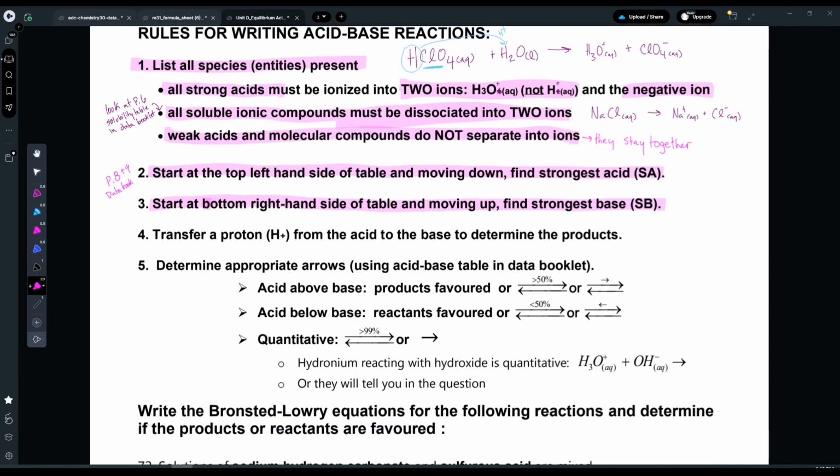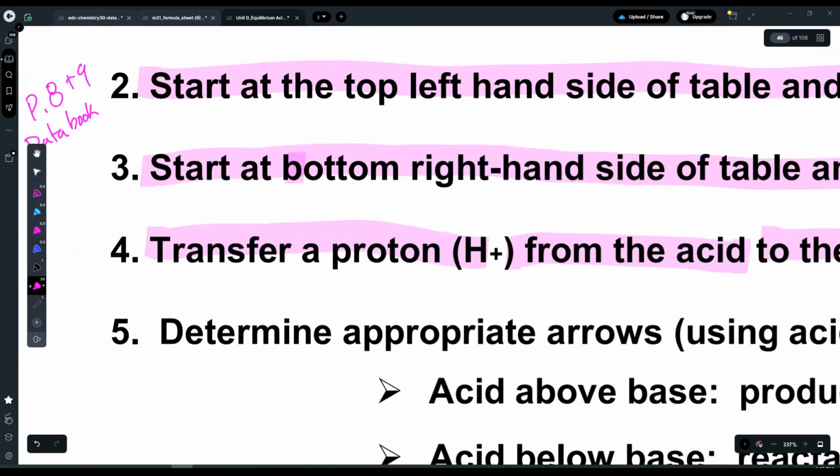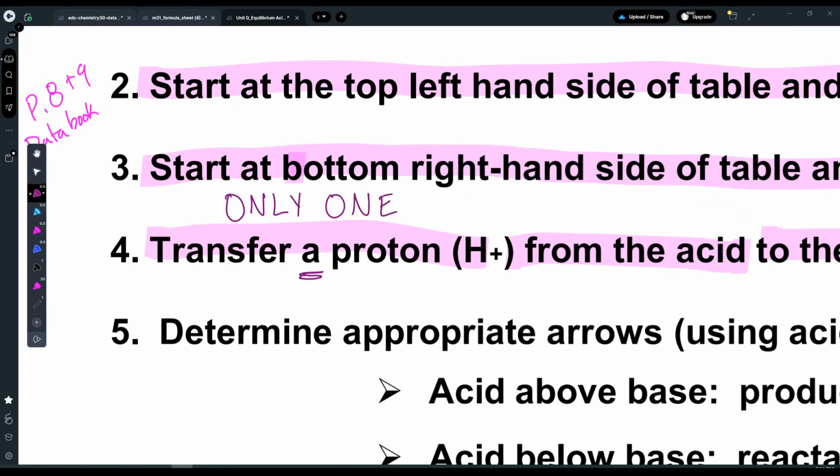Then for step number 4, you're going to transfer a proton from the acid to the base to determine the product. So super key here that you're only transferring one proton. Remember, a proton is just an H+ ion.